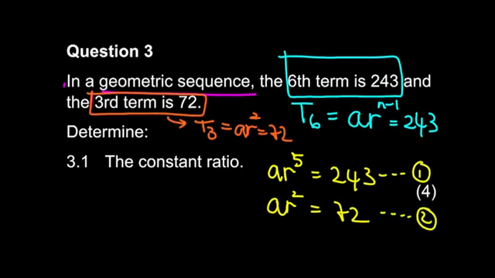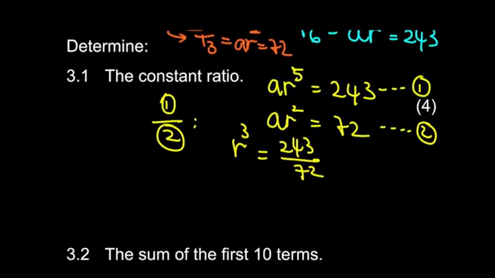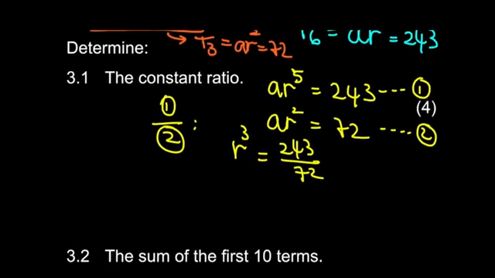And that would be to say, let's take equation 1 and let's divide it by equation 2. And in that way, you can see that AR5 divided by AR squared is actually equal to R cubed. And we can now divide 243 by 72. And hopefully, with a special touch during the break, we are now going to have this magic machine.